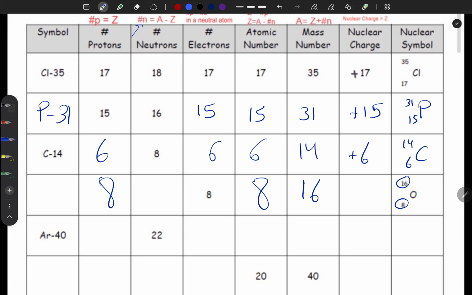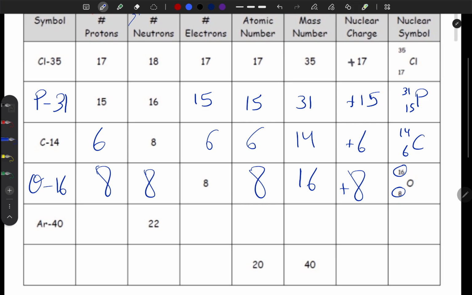The number of neutrons, you're given the formula up here. The number of neutrons is equal to A minus Z, which is basically the mass number, which is 16, minus the atomic number, which is 8. So you're going to get 8. So the number of neutrons here is simply 8. So I'm just going to keep that over here. Finally, the nuclear charge. Again, the nuclear charge is always based on the number of protons, so that's going to be plus 8. And finally, the symbol is O-16.